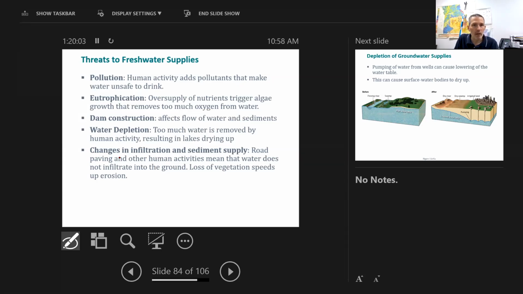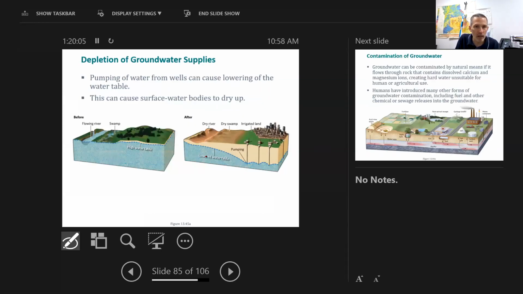So when we start looking at these, let's see, changes in infiltration and sediment supply. If we look at this river here, it's carrying sediments downstream, but if we start pumping out all of this water, we could cause this river to go dry, and then no sediments would be moving further down. And again, these sediments, in the low-lying areas, are going to provide the really rich soils to the farmlands. And so a lack of water moving through this area means that the farmlands in the downstream area would be impacted.